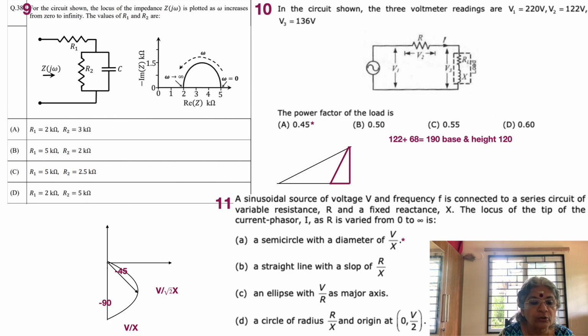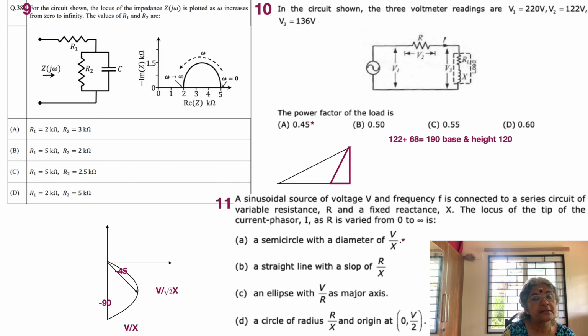So let's move on to the diagram. If 0.5 is the power factor of the load, then we realize that the 136, the voltage across the combination of resistor and reactance, will have a horizontal component equal to half of it.